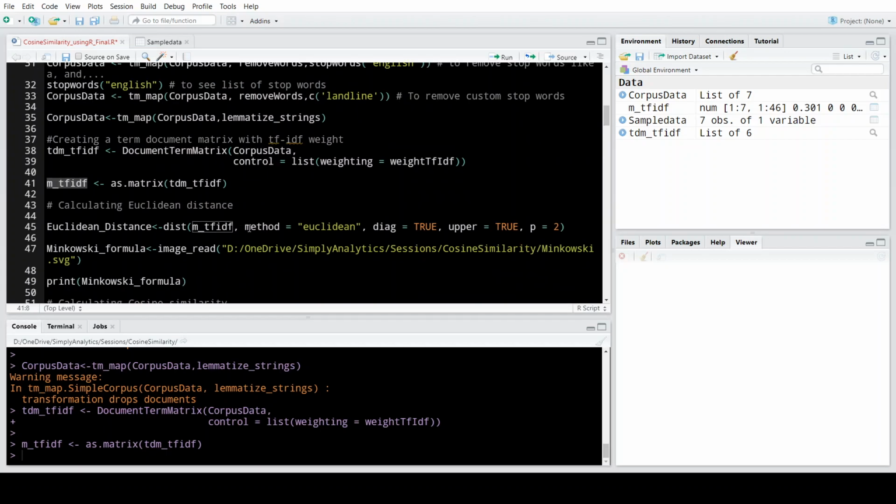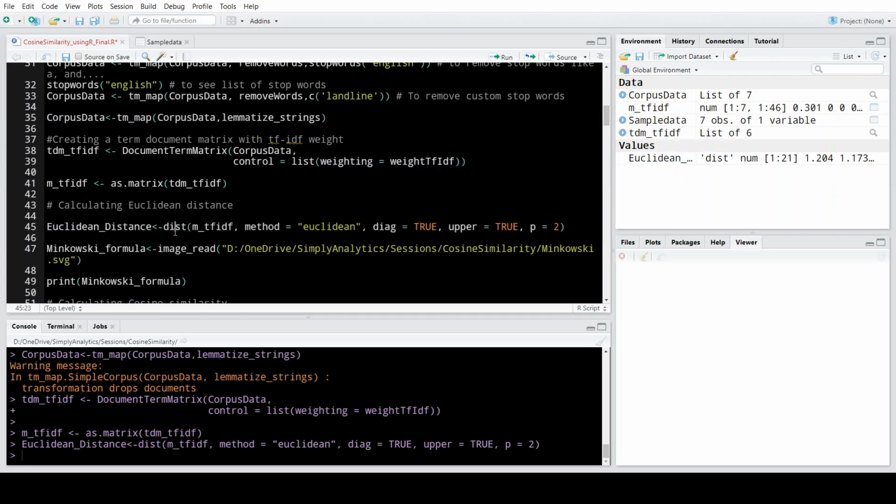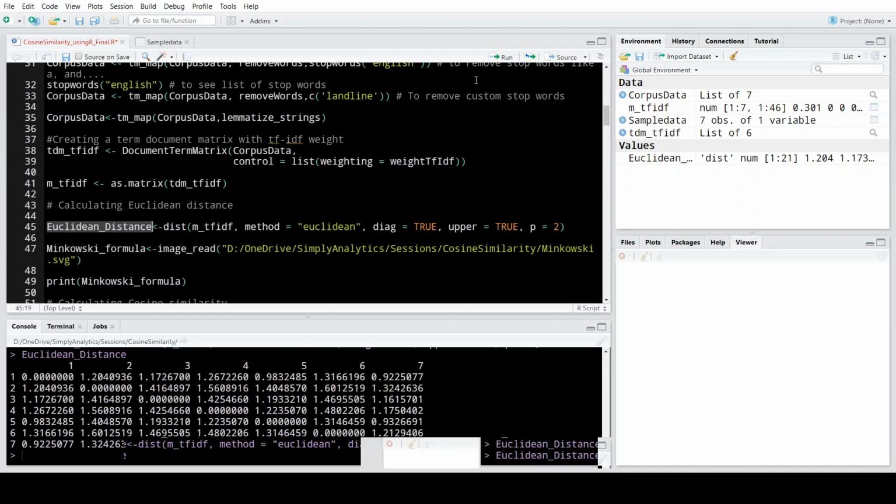Now coming to Euclidean distance, we have a simple command called dist in R that calculates Euclidean distance between two documents. As you can see, we have specified the method as Euclidean. We also have other methods like Jaccard. In the diagonal, we have set it as true. If we set it as false, then the values will be blank in the diagonal.